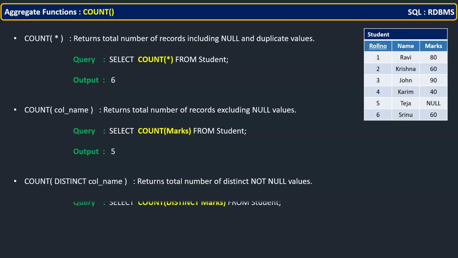Now you can tell what the output of this is. What is the output? 5? No, 4. First of all, distinct will do what? The distinct output is 80, 60, 90, 40, then null. 60 is not considered again since it is a duplicate. That is the output of distinct marks. Then the count of this excludes the null, and the remaining values are 4. Count is 4. How simple.